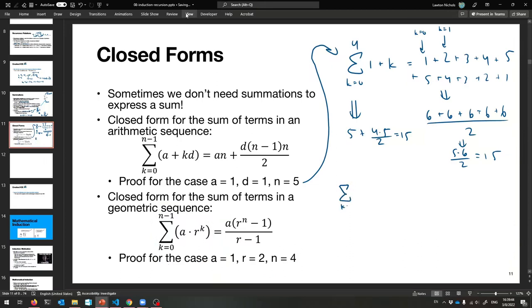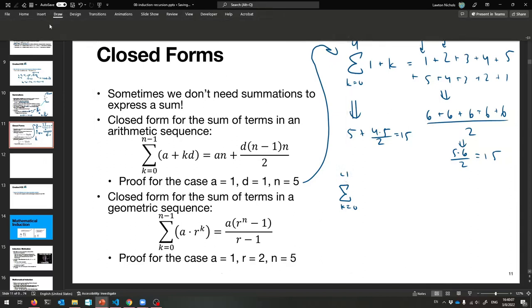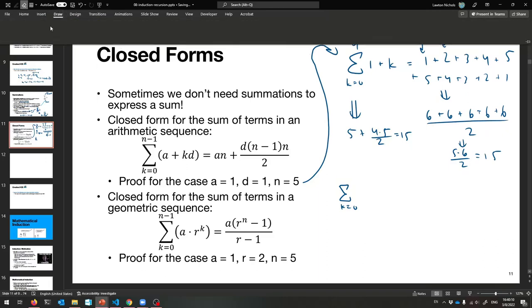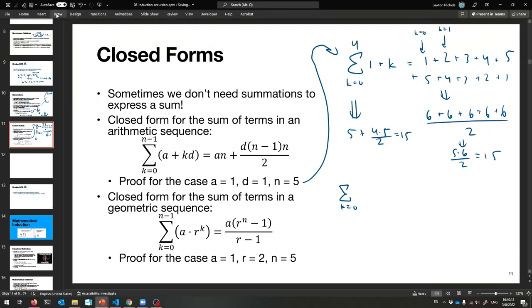So that's going to make this summation, the sum of k equals 0 to n minus 1. I guess I want to go to 4, so let's make n 5, because that's what I have in my notes. Let's do that example instead. And then a is 1 and r is 2, so 2 to the k.